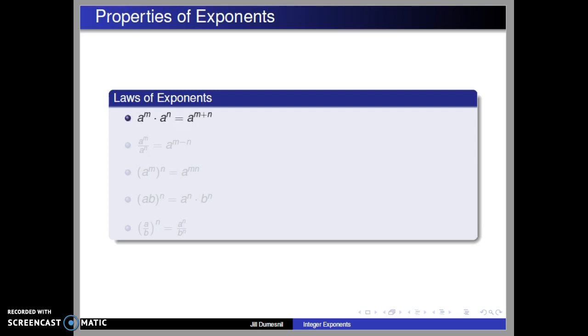The first law states that when we multiply like bases, we add the exponents. The second law states that to divide like bases, we subtract the exponents in order of top exponent minus bottom exponent. To raise a power to a power, we multiply the exponents.